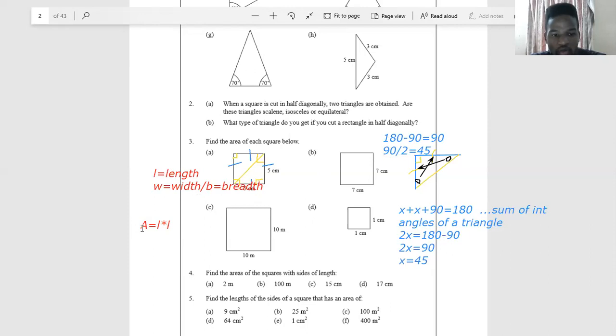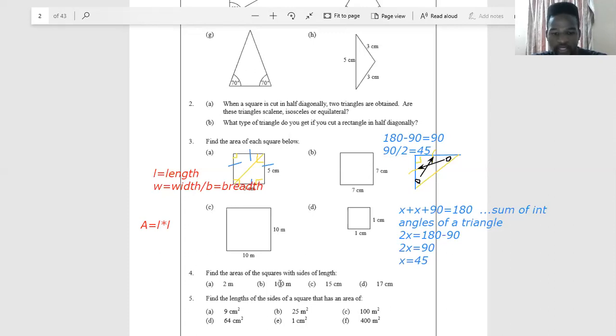So the area for a square is L multiplied by L, which is L squared. So if they say find the area of a square with the side length of 2, you must always write the formula first. So it will be A is equal to L multiplied by L. So you substitute that with 2. So it's 2 multiplied by 2, which is 4. And for your area, always, guys, include your units. For your area, the unit is always squared. So it will be 4 meters squared.